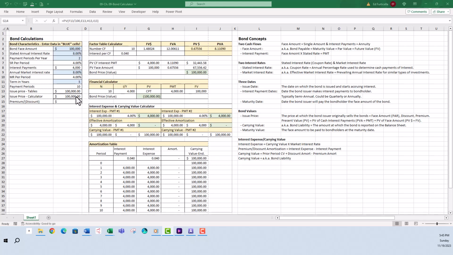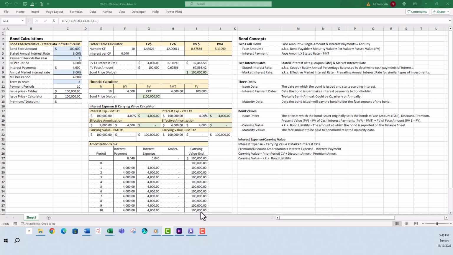Look at the table, look at the calculator. If you do these calculations, you will see that the bond price will equal the face amount. When that occurs, the interest payments are the same as the interest expense amount because there's no premium or discount to be amortized. The carrying value of the bond will always remain at $100,000. At maturity, the bondholders will be paid off and the bond payable will be zero.